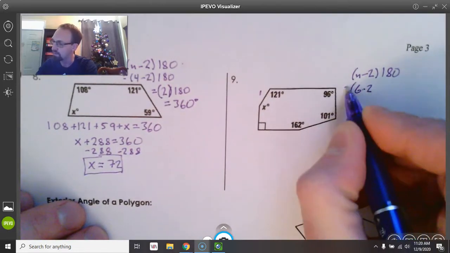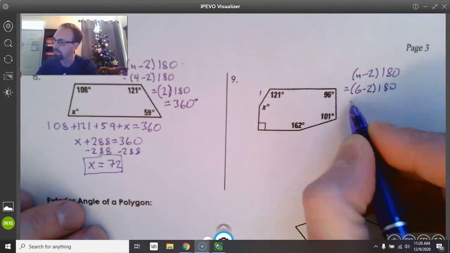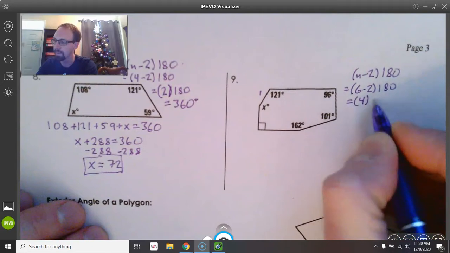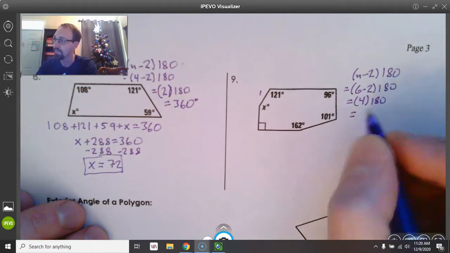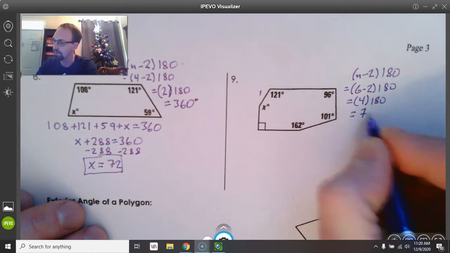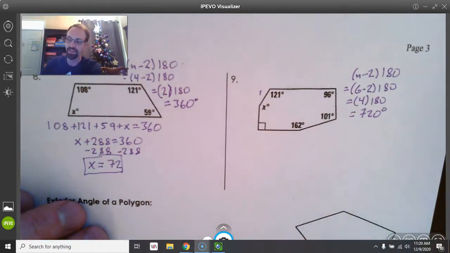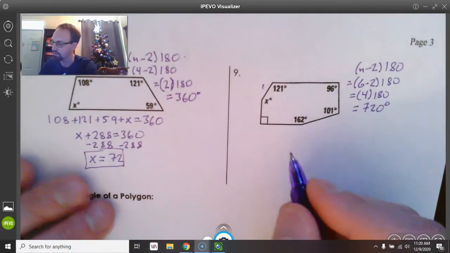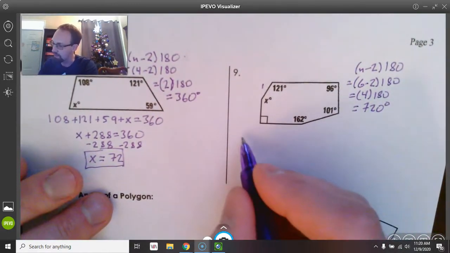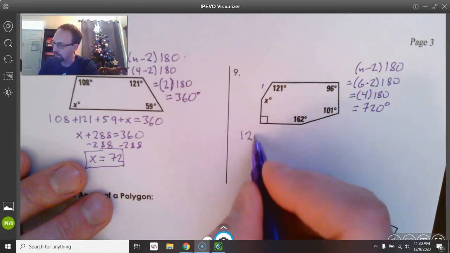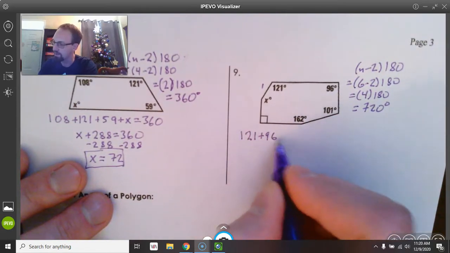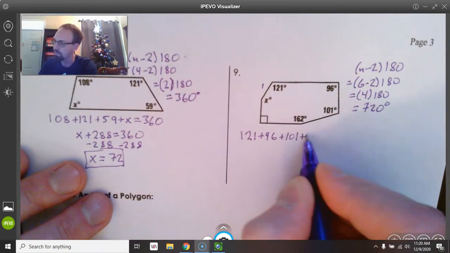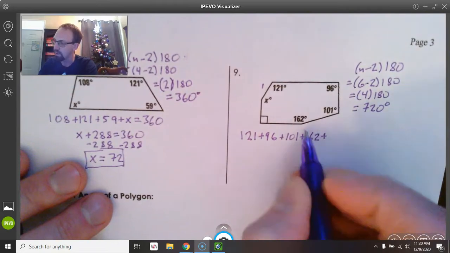So 6 minus 2 times 180. 6 minus 2 is 4. 4 times 180 is 720 degrees. So I know that the interior angles of this shape have 720 degrees. So now I need to add them all up. So I add 121 plus 96 plus 101 plus 162 plus what?